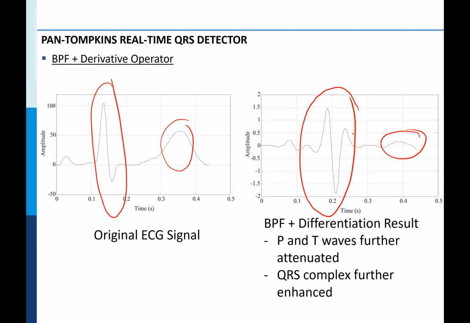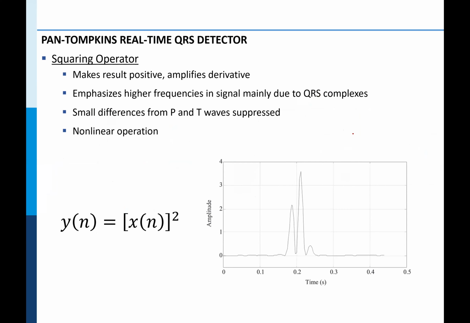QRS complex even further. Now, the next operation is a smart one. The idea here is to pick the QRS complex, because when you pick the QRS complex, it relates directly to the heartbeat. The QRS complex corresponds to ventricular contraction. Each time your ventricles are contracting, it generates the heartbeat, and that's how you get the beats per minute measure. Okay? So the next step, followed by the derivative operation, is the squaring operation.